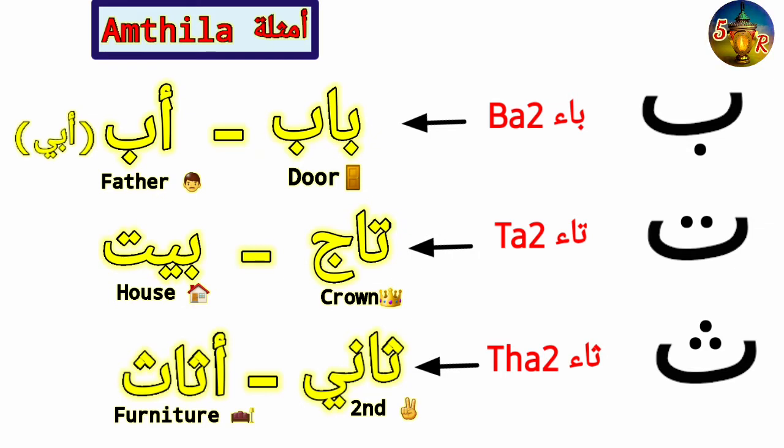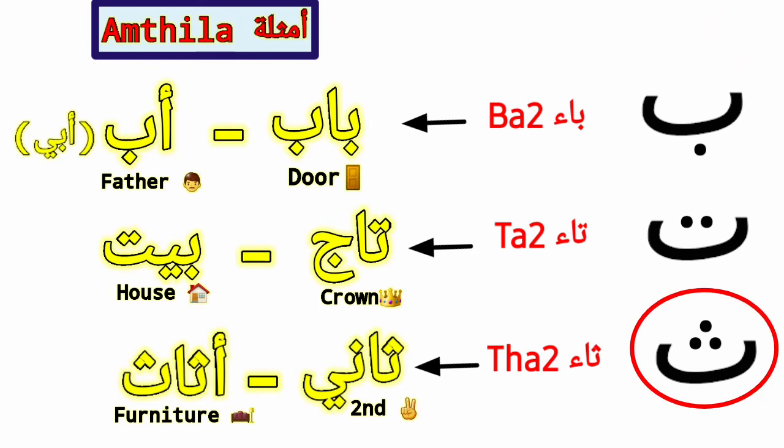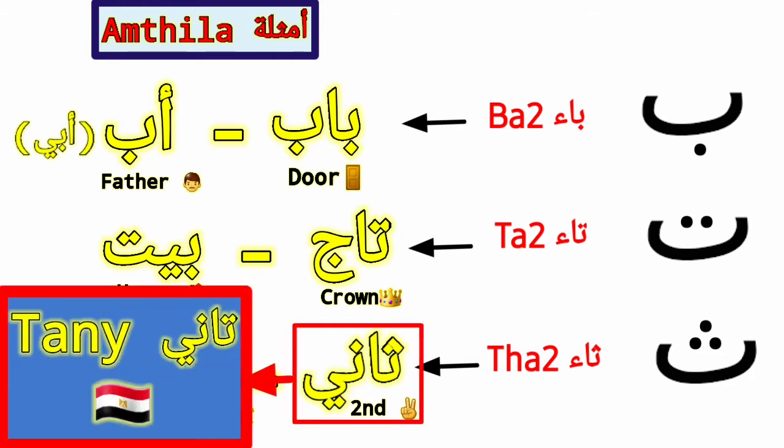tongue out. Usually the majority of the words that have ثاء in Masri will be pronounced as تاء, like the previous letter. And I made a separate video about the differences in Masri pronunciation. I'll try to put it down for you in the description. So, for example, this word here, ثاني, in Masri it's pronounced تاني. تاني. And you'll tell me, Muhammad, I hear you saying this word a lot, تاني.